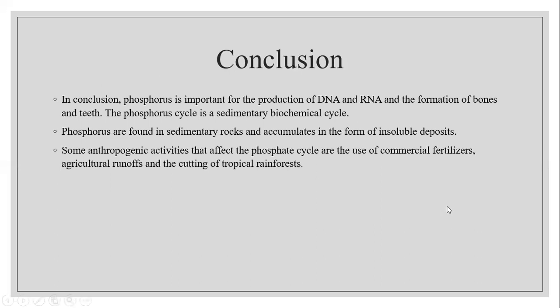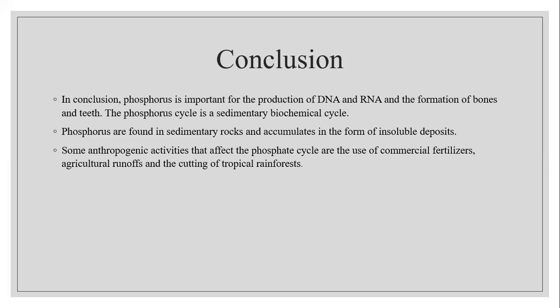So we're at the end of our presentation, and in conclusion, we see that phosphorus is important for the production of DNA, RNA, ATP, and the development of strong bones and teeth. The phosphorus cycle is a sedimentary biogeochemical cycle. Phosphorus is found mainly in sedimentary rocks where weathering takes place and the phosphorus enters the soil and the water. When the phosphorus accumulates, it is deposited after millions of years in insoluble deposits.